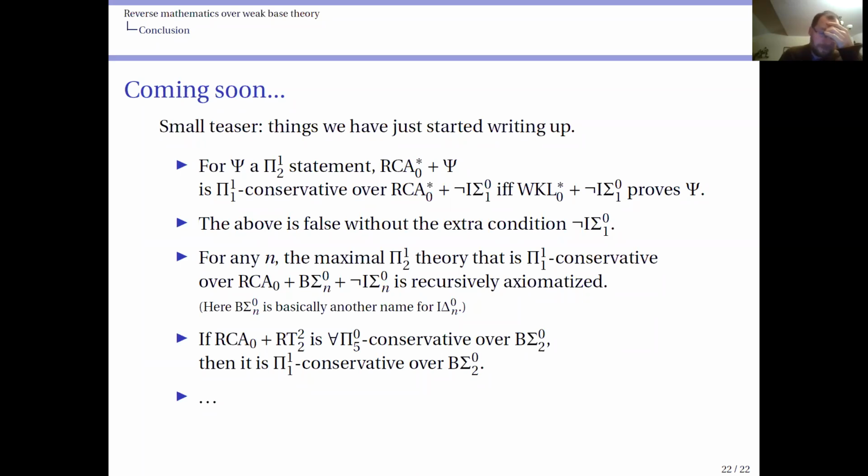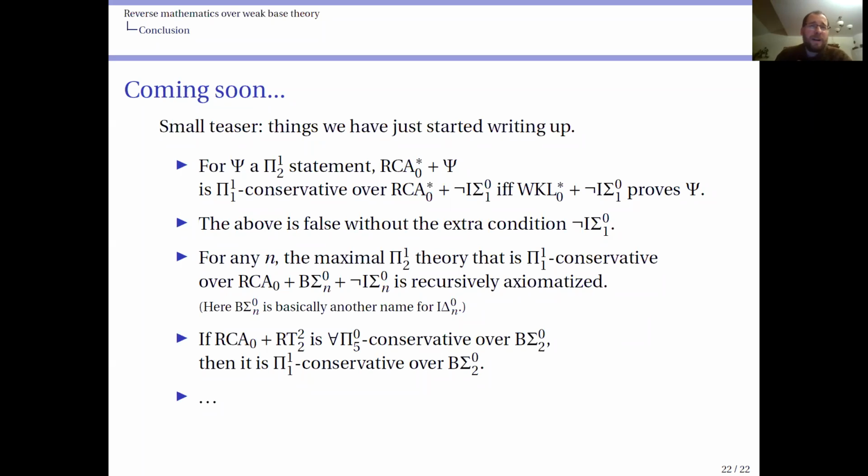And the results you get here spill over to a more traditional reverse mathematics setting where you consider, for instance, RCA0 plus so-called sigma 2 collection, which is the same thing as delta 2 induction, and not sigma 2 induction. It turns out that, for instance, there is a maximal theory consisting of pi 1,2 sentences that's pi 1,1 conservative over sigma 2 collection and not sigma 2 induction. And it's recursively axiomatized, surprisingly. So we would have expected that it's pi 2 complete, but it's not. It has a recursive axiomatization.